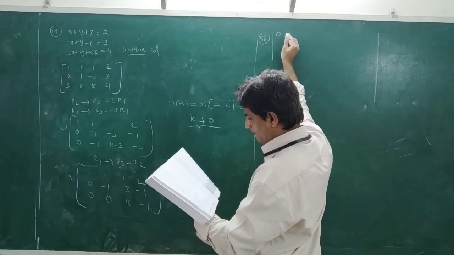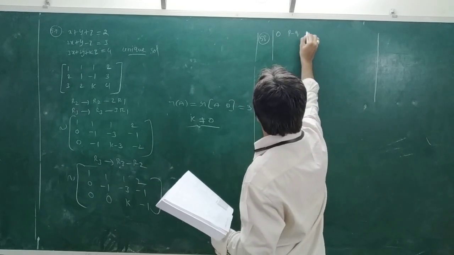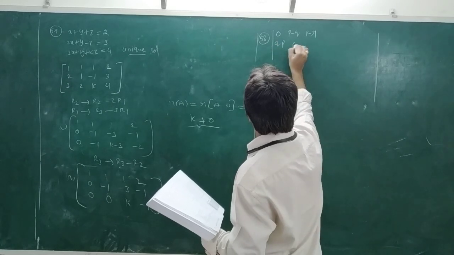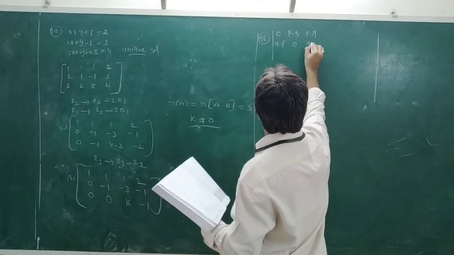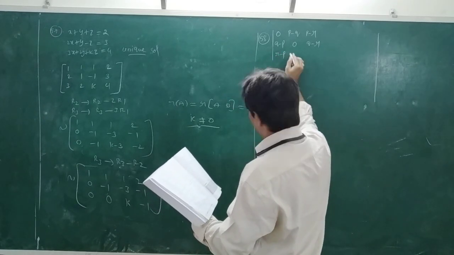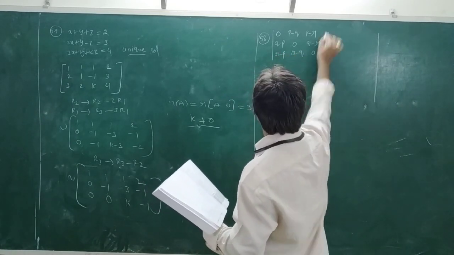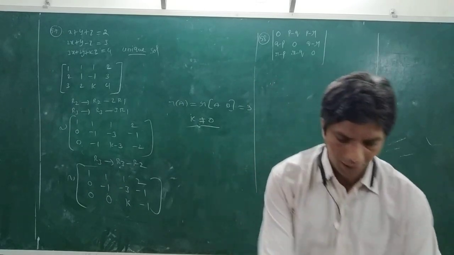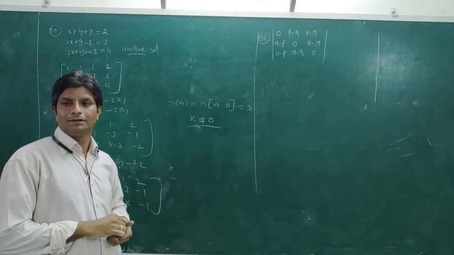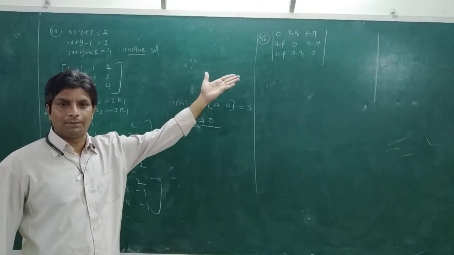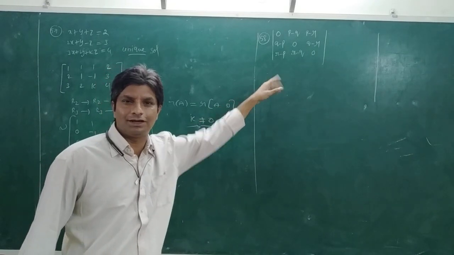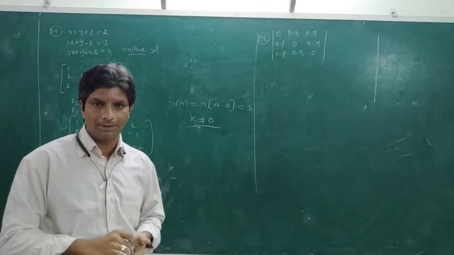Determinant of 0, P minus Q, P minus R. Q minus P, 0, Q minus R. R minus P, R minus Q, 0. Now, how can you say the solution of this problem? No need to do this problem. By seeing this problem only, directly we can say the answer is 0. How can you say the answer is 0? Tell me.